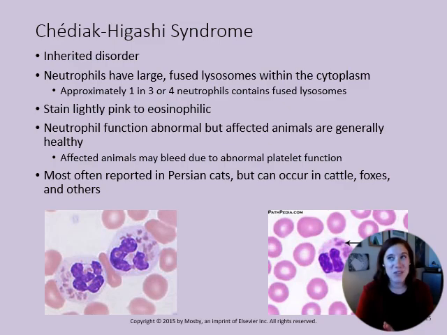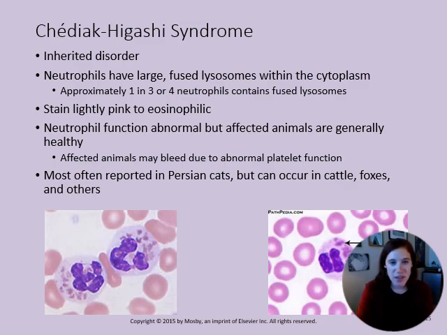We then, you should remember this, hopefully, from diseases one where we talked about Chediak-Higashi syndrome. It's an inherited disorder that we see in cats, and the neutrophils have large fused lysosomes within the cytoplasm. Approximately 1 in 3 or 4 neutrophils will contain those fused lysosomes. The stain will be a light pinkish color, almost like eosinophilic, but they're bigger than the granules of an eosinophil.